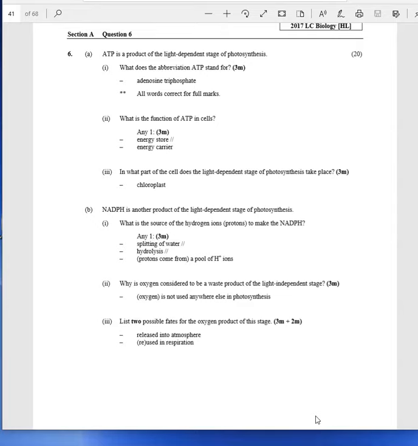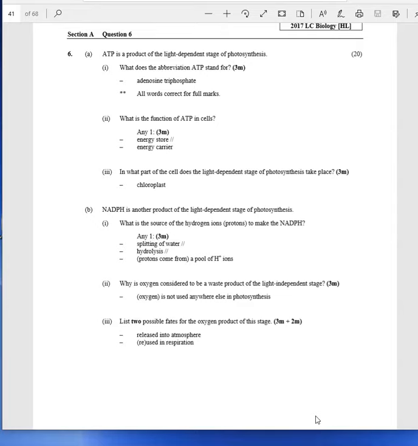In what part of the cell does the light-dependent stage of photosynthesis take place? So part of the cell, you're talking chloroplast. Then it says NADPH is another product of your light-dependent stage of photosynthesis. What's the source of the hydrogen ions, the protons, to make your NADPH? So the source of the hydrogen is water, right? So when your water split in your light stage, during hydrolysis, it made lots and lots of protons. And that's where they came from.